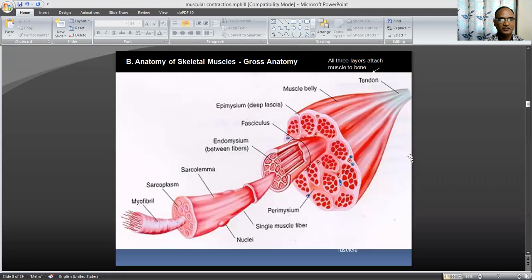This picture shows very clearly the muscle and tendon. The bone is connected to the muscle with the help of the tendon only. The tendon is not a muscle; it's a white-colored fibrous tissue. After the tendon there is the muscle belly. In the muscle belly, more than 100 or 1000 muscle fibers are connected together to make the muscle belly. The outermost layer we call the epimysium, and the picture indicates it very clearly.